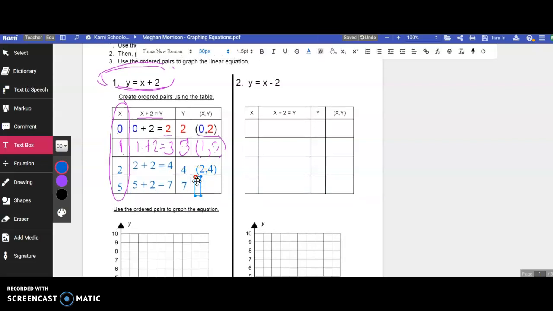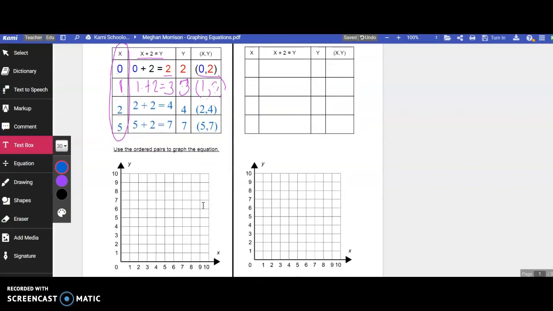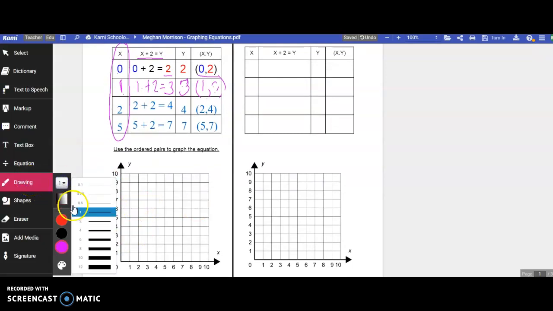And then my point is going to be my x, y. So my x that I chose, my y that I figured out. So 5, 7. Now I'm going to take that and I'm going to graph it on here. I could graph it with the drawing tool, which is probably your best bet. What I would do is I'd make it really thick so you can just put a dot where you want it. So my first point is 0, 2.